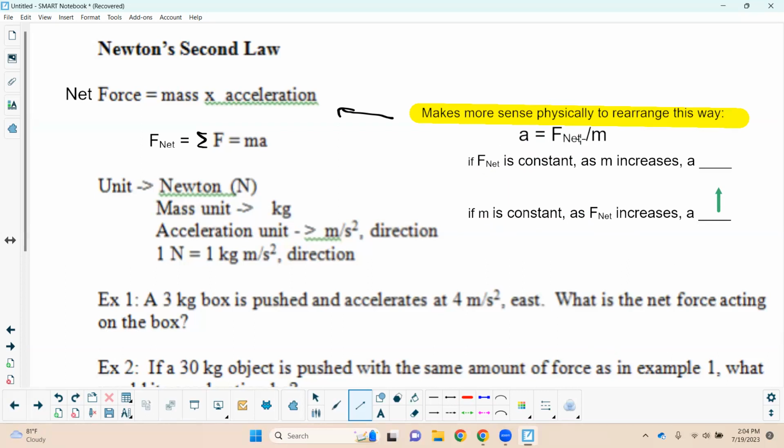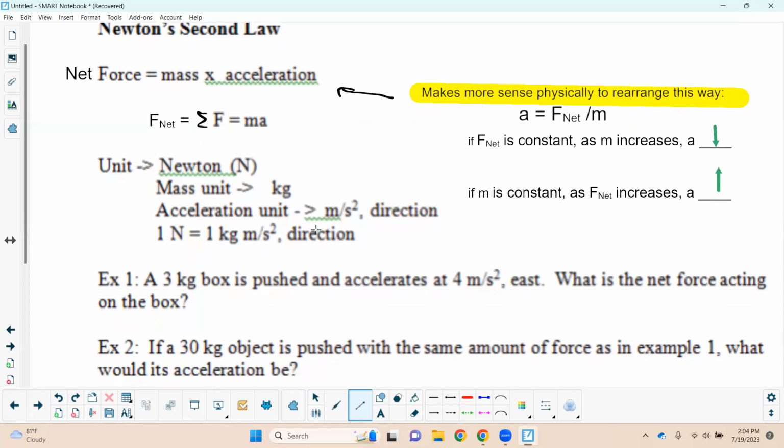So if the net force was constant, so if I'm applying the same amount of force, but I apply it to a more massive object, a heavier and heavier object, your acceleration is going to get less. So those are the relationships. This also gets us our unit of what a Newton is. A Newton is a kilogram meter per second squared. And because it's a force, it's a vector quantity, so it has a direction.